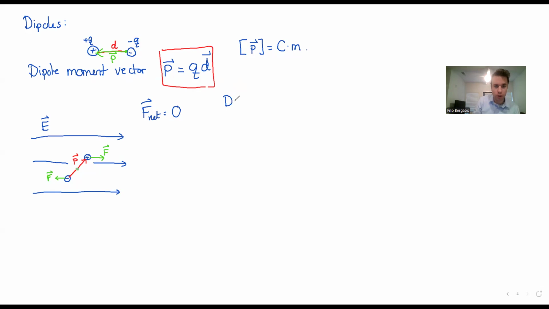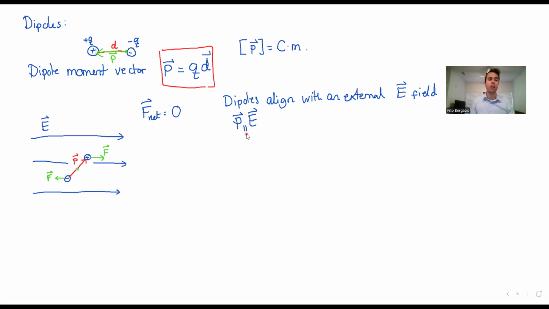So here is a nice general result to keep in mind. Dipoles try to align with an external E field. It tries to point in the same direction. So we can write this mathematically as P ends up parallel to E. You may have seen this type of notation before. We use two parallel lines like this, just to state that these two vectors are parallel to each other.